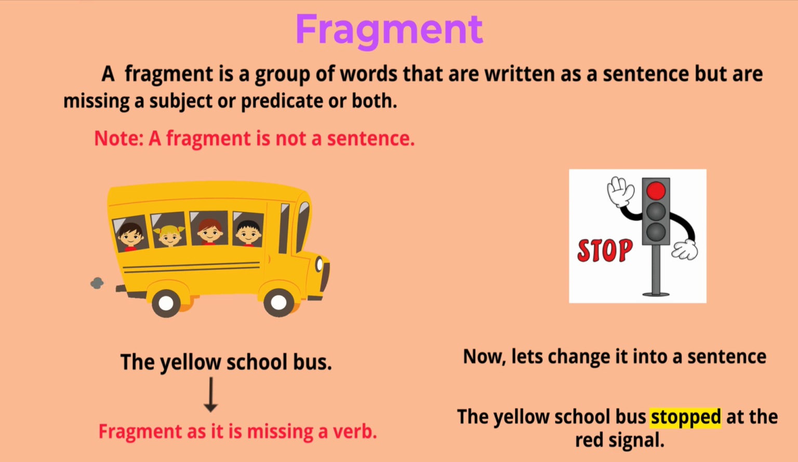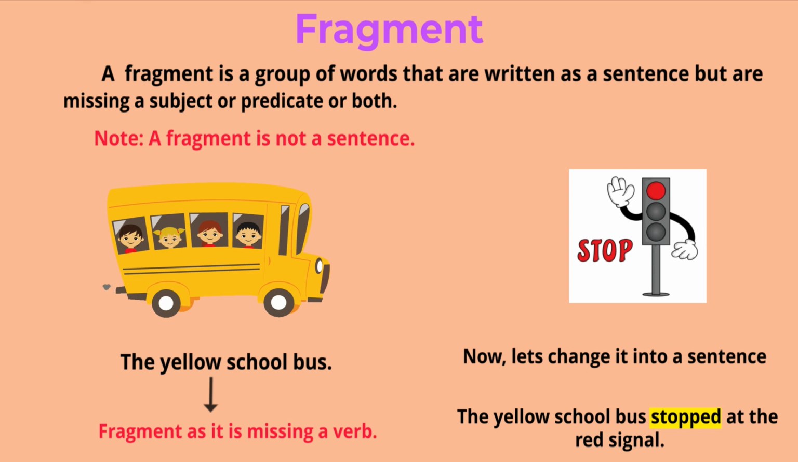In the second image, what do you see? You see a red signal, right? Now let's change this fragment into a complete sentence. The yellow school bus stopped at the red signal. Now it became a complete sentence because you have a verb there. What is the verb? It is stopped.